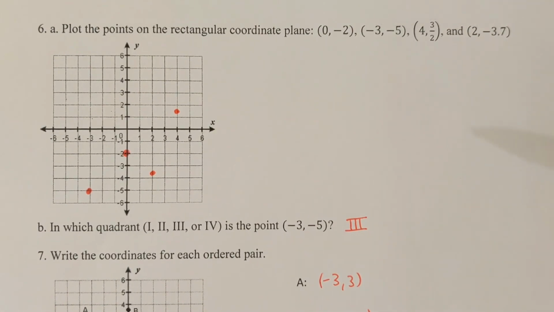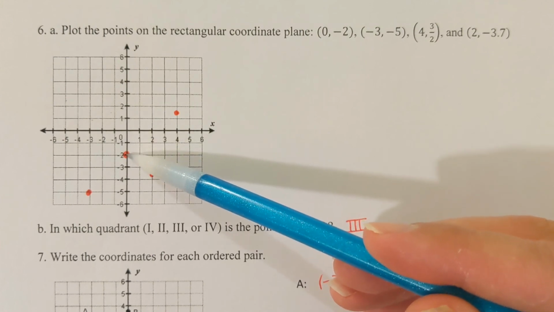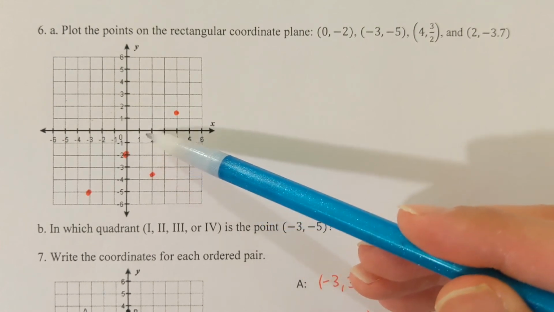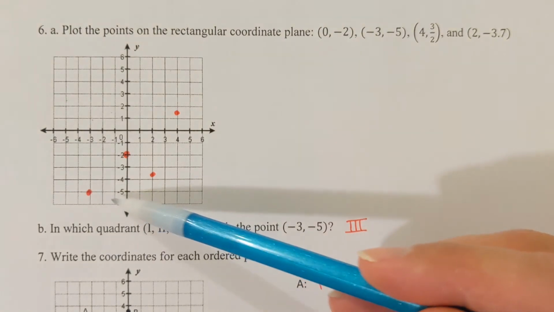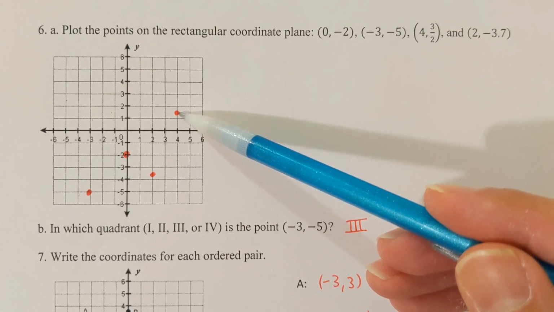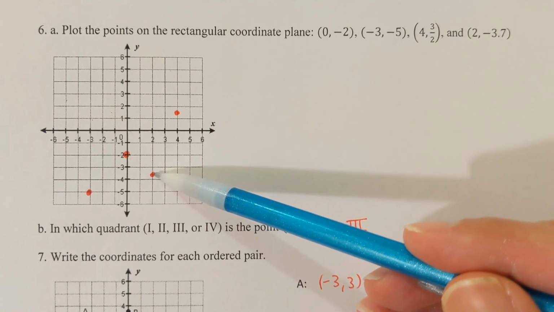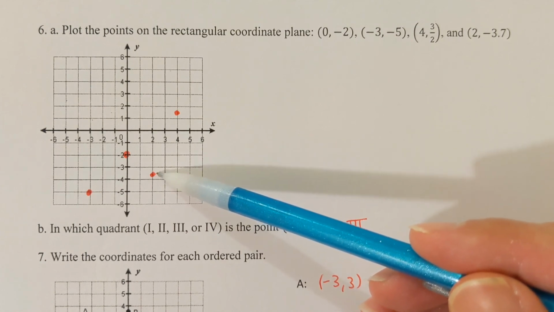Okay. Problem 6. Plot the points on the rectangular coordinate plane. So 0, negative 2, negative 3, negative 5, 4, 3 halves, and 3, negative 3.2, negative 3.7. Okay, so 0, negative 2. When I start at 0 and go down to negative 2. Negative 3, negative 5. 4, 3 halves. And 2, negative 3.7.